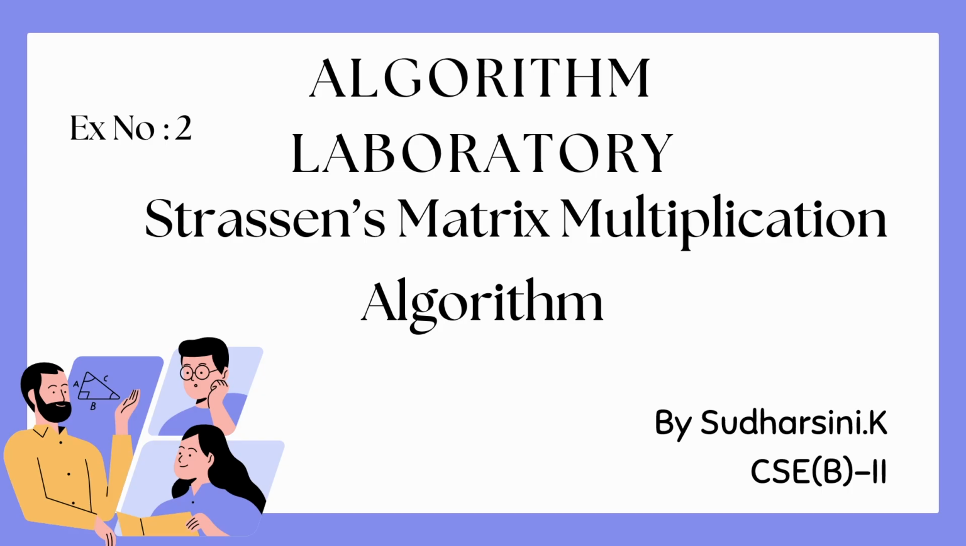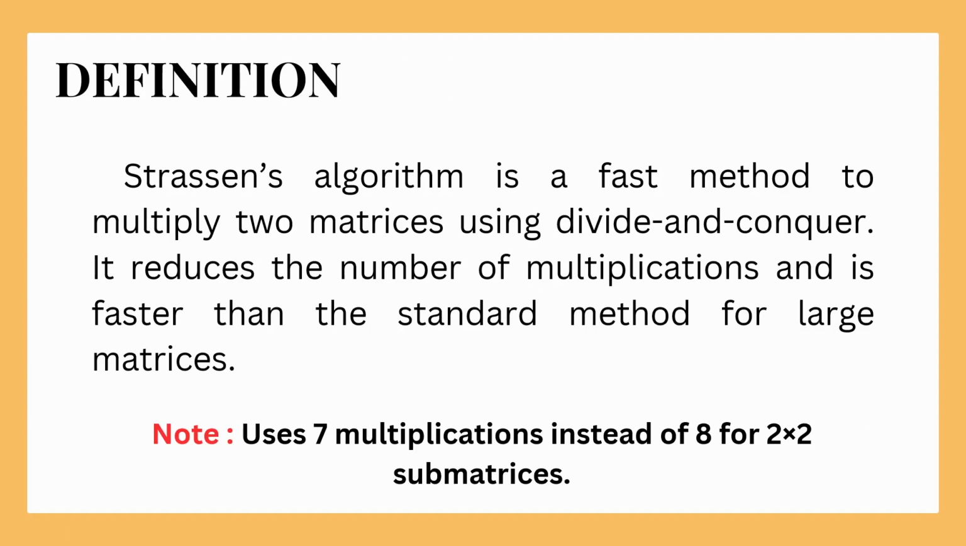Let's start with the definitions. One of the easiest concepts in DAA is Strassen's matrix multiplication algorithm. The definition of Strassen's matrix algorithm is that it is a method used to multiply two matrices in a faster way. Compared to the normal matrix multiplication, it reduces the number of multiplications, which makes it more efficient.